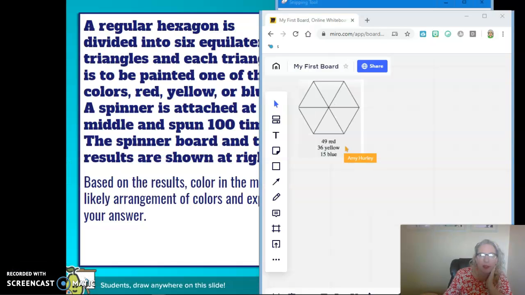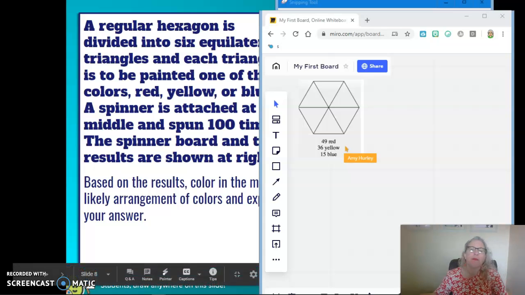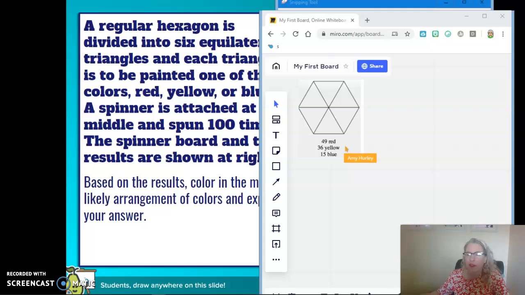Okay, we've got this spinner, and it looks like it's divided into 6 sections, and we spun the spinner 100 times. Based on the fact that we landed on red 49 times, we landed on yellow 36 times, and we landed on blue 15 times when we spun the spinner 100 times, how do you think the spinner was actually colored?